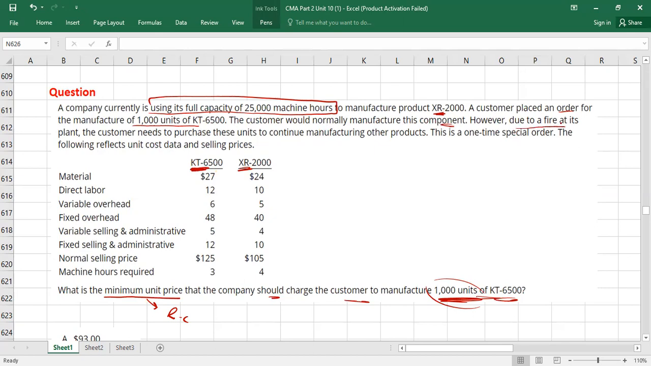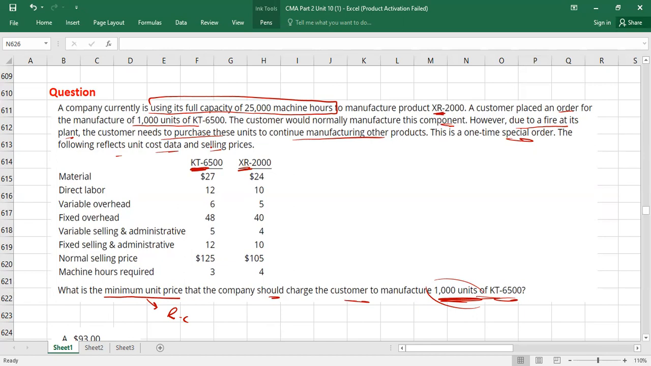However, due to the fire at its plant, the customer needs to purchase these units to continue manufacturing other products. Why are they telling you why the customer is placing the order with you? Because he had a fire in his plant and that's why he's placing the order. But this is not important. What is important is the 1,000 units he is going to order. This is a one-time special order, and the following reflect unit cost data and selling price.